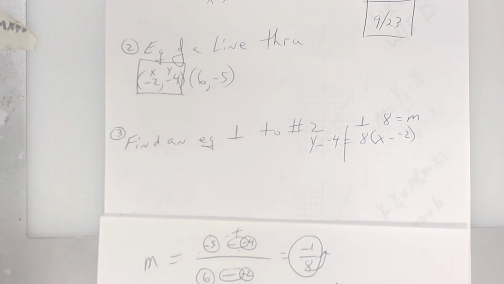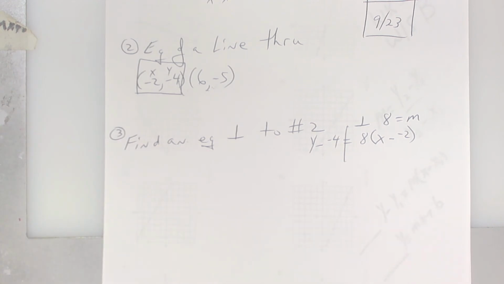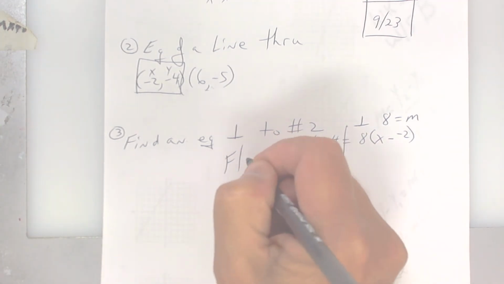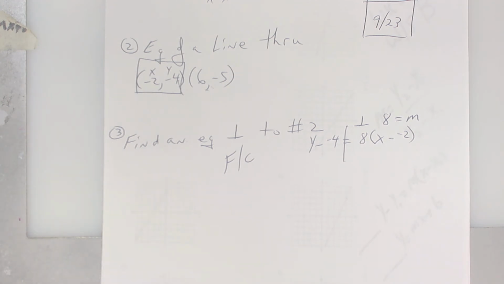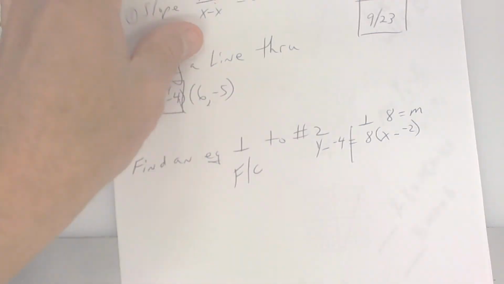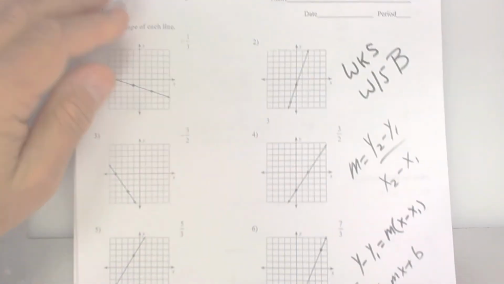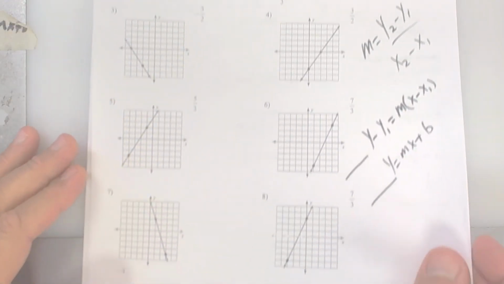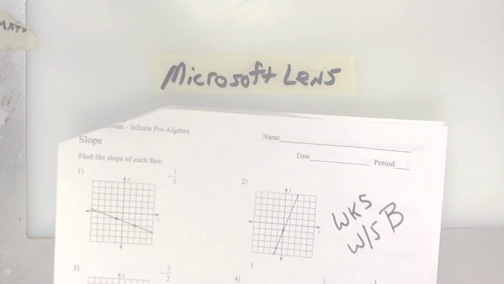Okay, make sure you know how to do perpendicular. Flip, change. The book calls it negative reciprocal. Make sure you know that. All right, let's see if there's anything else on today's work. Here it is right here. Okay, if you can't be with me, there it is. And I put some of the formulas on the side.